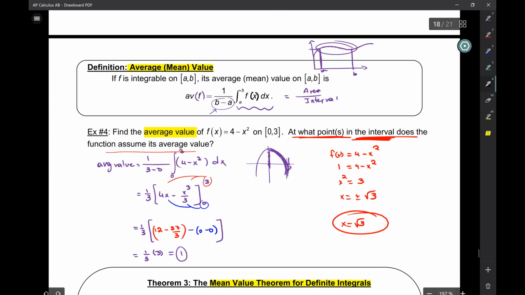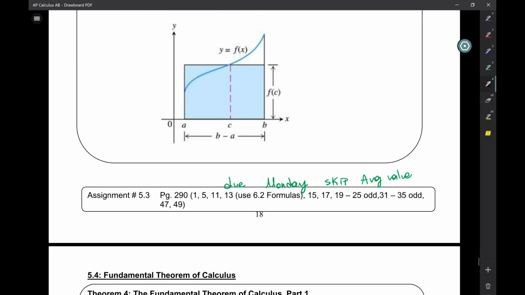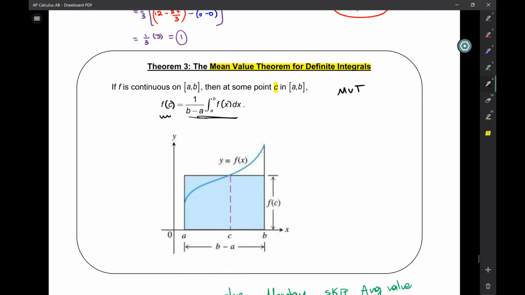If this is your function and it takes on all these values, well, there's got to be a point in here somewhere where it equals the average, right? There is no other way to look at it. It's like duh, and that's the mean value theorem. It's so famous, it's got an acronym, MVT, right? Questions here? So this is the mean value theorem for integrals.